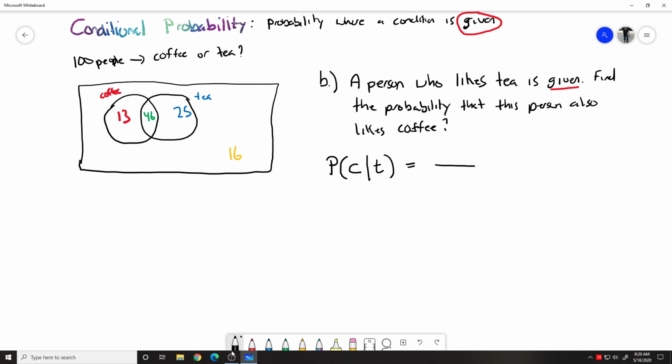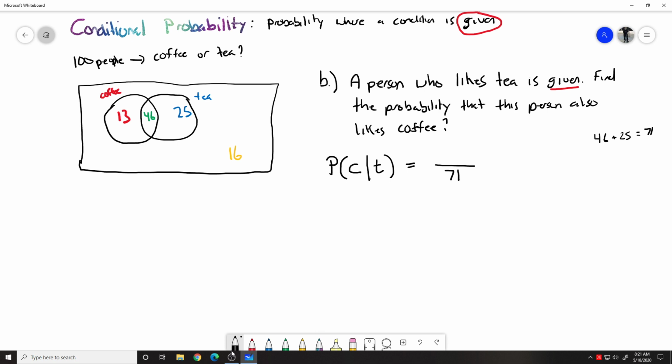Well, who likes tea in the survey? How many people like tea? Not these 13 that like coffee, and not these 16 that like neither, but it's the other two. It's these 46 plus 25. So there's 46 that like coffee and tea, and there's 25 that only like tea. That's the pool out of which we have to work. 46 plus 25 is 71. So our total that we're choosing out of, the number on the bottom, our total pool of people, is 71.